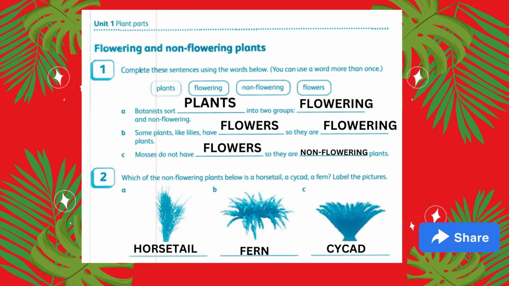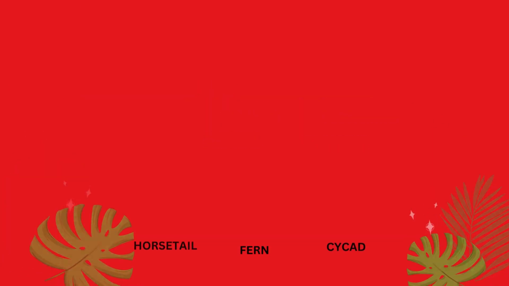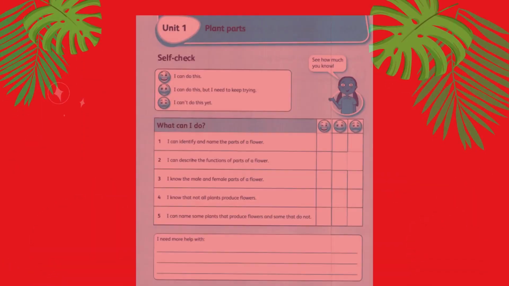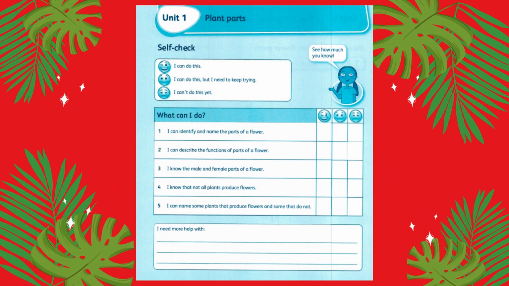In number two, which of the non-flowering plants below is a horsetail, cycad, and fern? Label the picture. I have done it for you. Now, number three, horsetail and cycad are non-flowering plants. Research these two plants, draw them, and write two facts about each of them. So, I have drawn the cycad. They are woody plants. They are seed plants. Horsetails have hollow stems, and they are seedless plants. This is a checklist. You have to check it by yourself.